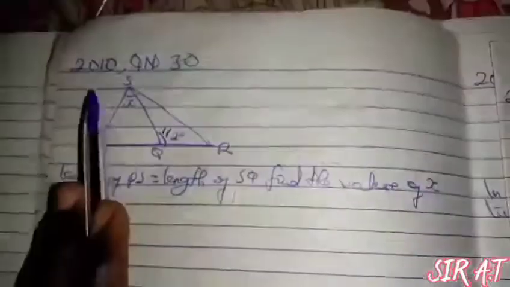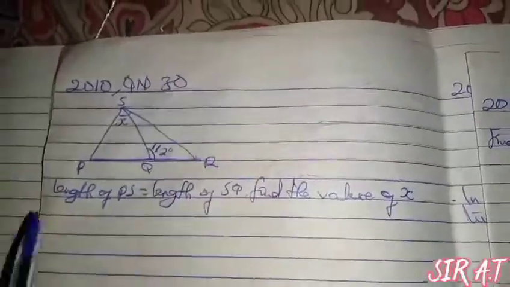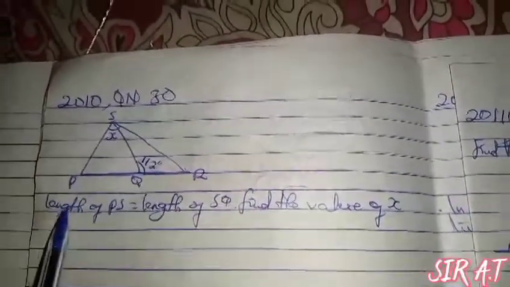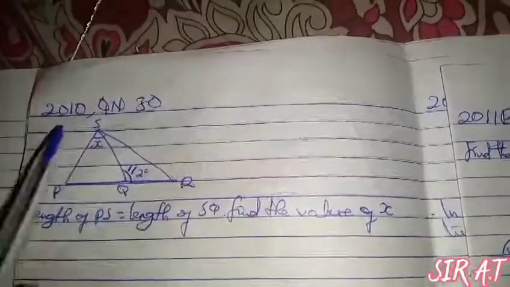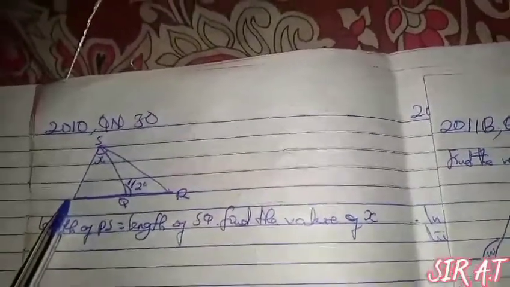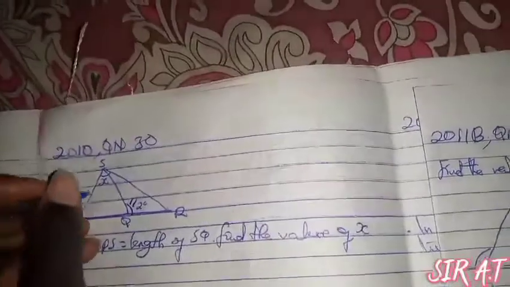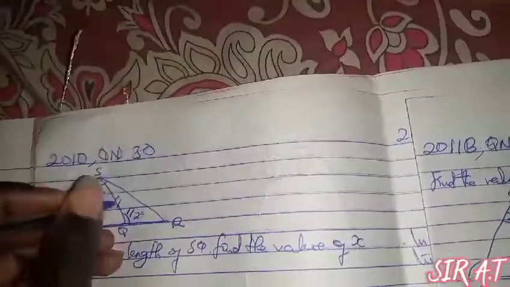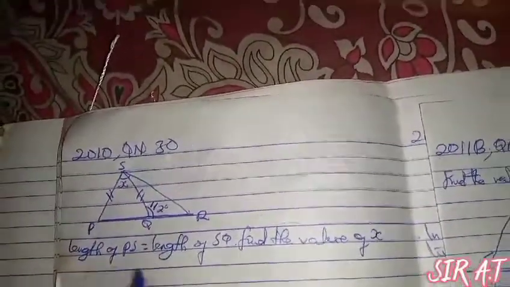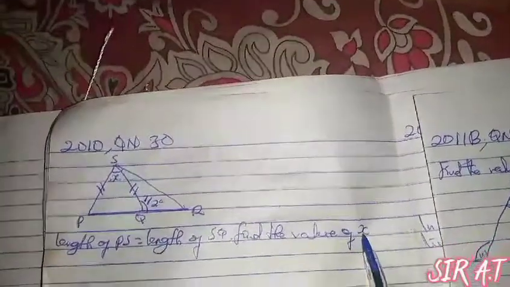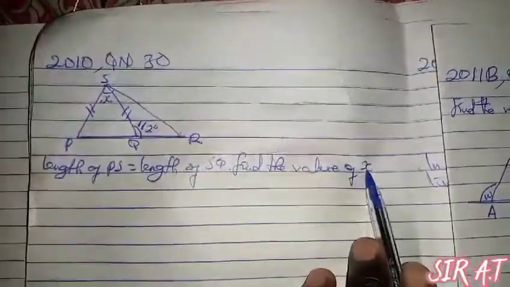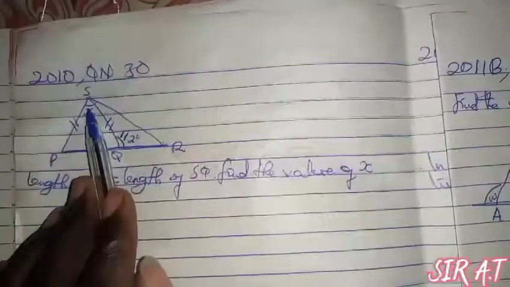We are looking at 2010 question number 30. So the question states that length PS is equal to length SQ, so it means these lines are equal. And then the question has told us to find the value of x. So we are finding this x.